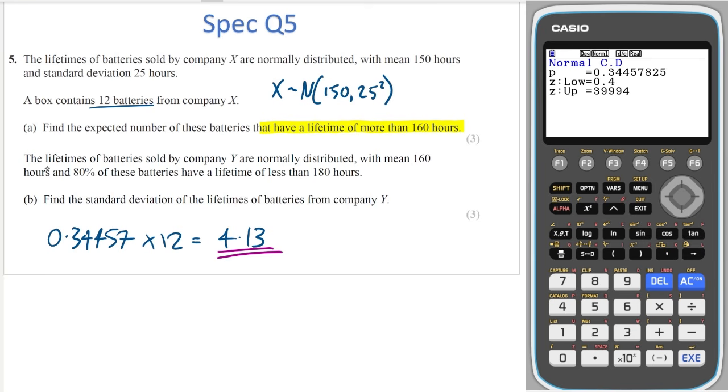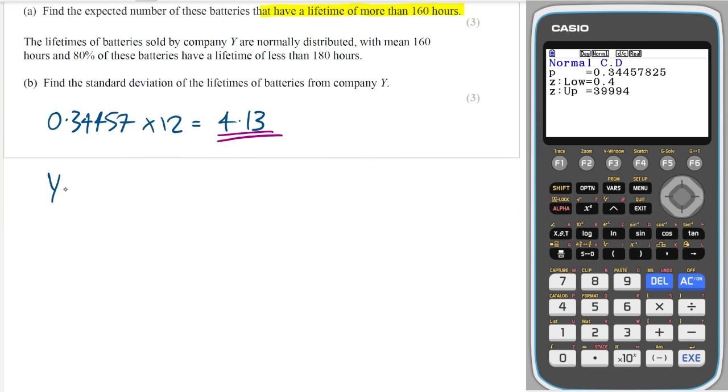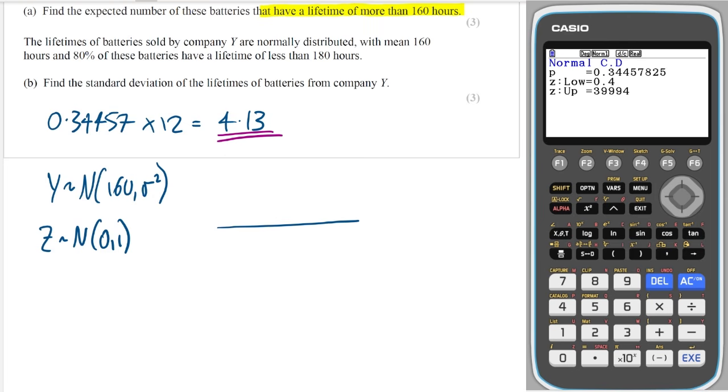Okay, next part, it tells us that we have a different distribution now. Y is normally distributed and we have the mean, but we're missing the standard deviation. So this calls for a Z value. So I'm going to need Z is normally distributed 0 and 1. And I'm going to draw a little distribution table here because it really helps. And then I'm going to read the information that we have. And that says that 80% of the batteries have a lifetime of less than 180 hours.